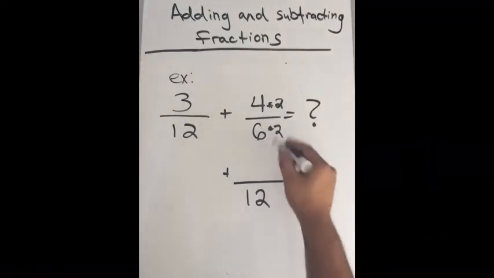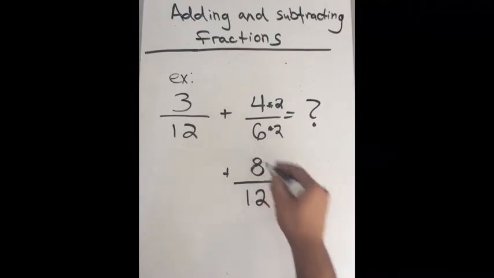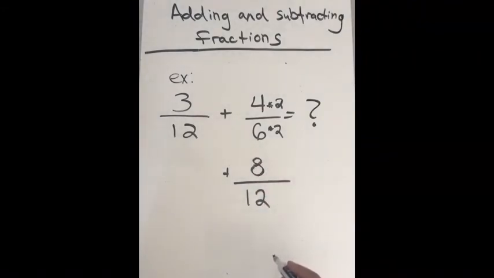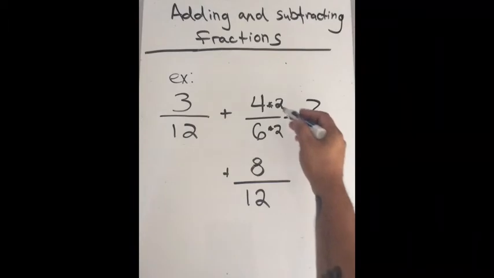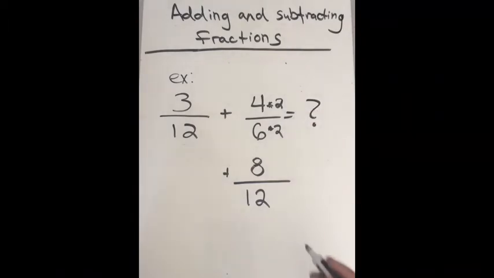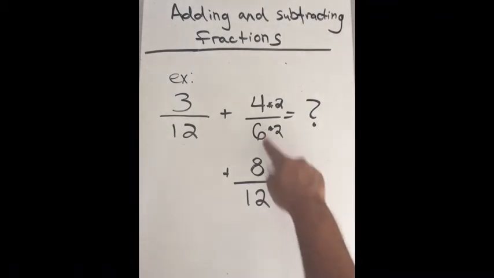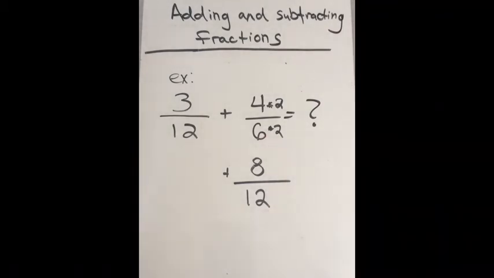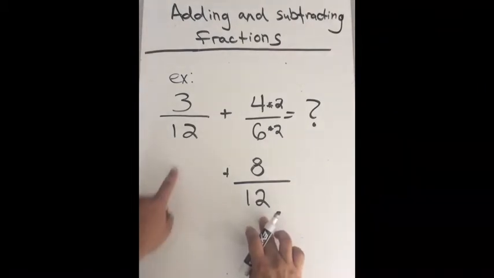4 times 2 is 8. Now, since we multiplied both the numerator and the denominator by 2, we have scaled this fraction. We made it bigger, but these are the same fraction. They're what we call equivalent fractions. Now, we have a denominator that matches the denominator that we want to see.